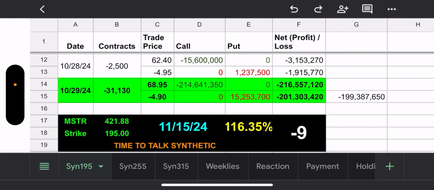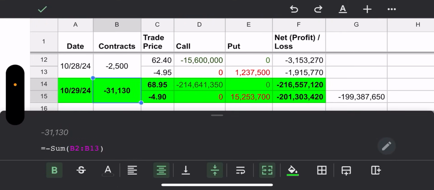So that's why I do have the formula. I'm not just entering a number. I do want to make sure it is the total sum of the contracts. But same thing across for the green, everything, no change. Everything else is the same. It's just green because it's the last trade.